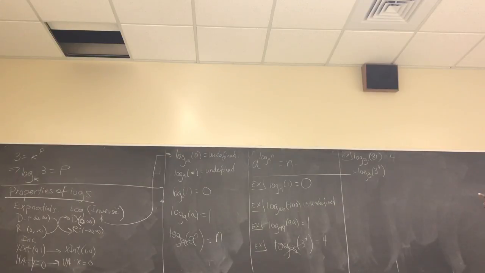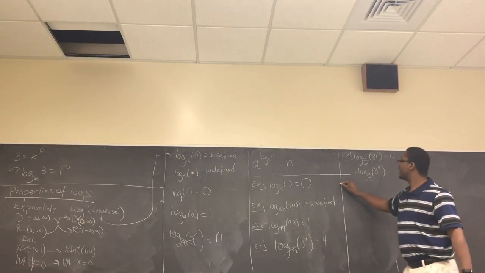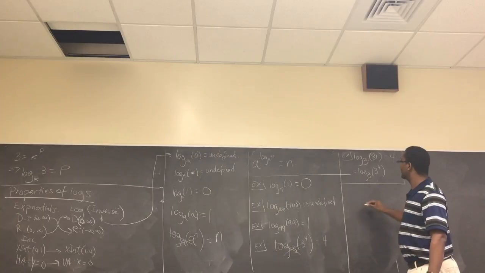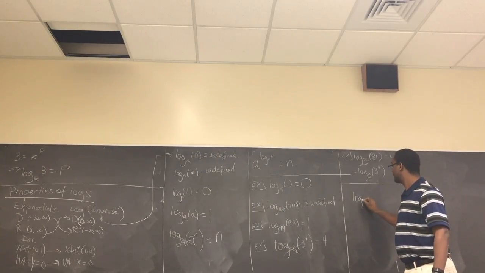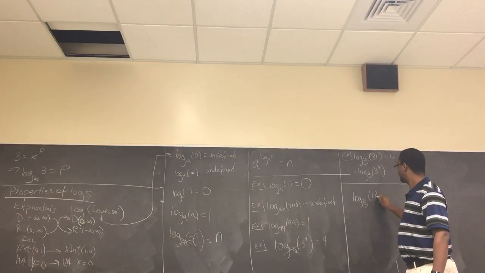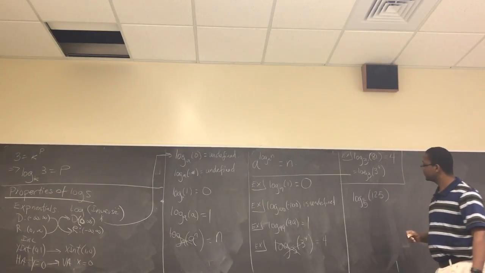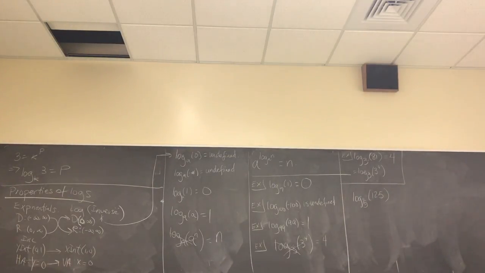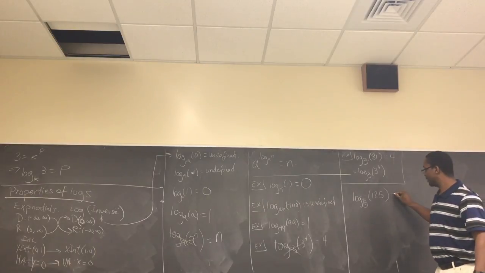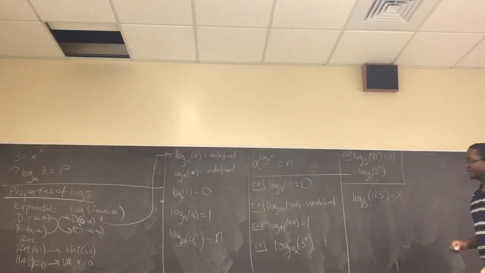Now, most students actually have an issue with this problem, so I often suggest a different way of getting to the same answer. Let's say I have log base 5 of 125. Do you happen to know what the answer to this is? I know it's going to be a number. It's not no solution, it's not 0, it's not negative.